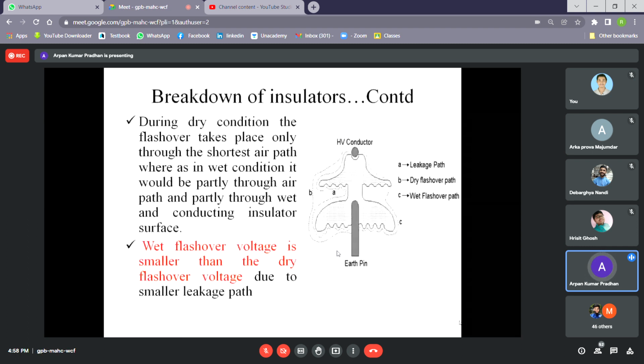But the problem is that, as you have seen, the insulators are installed at the outstation. That means it is not installed in an indoor place. It is installed outdoors. So generally, where you have installed the insulators, dust can deposit on the insulator surface. Besides, there may be rain. Rain means water particles can deposit on the insulator surface.